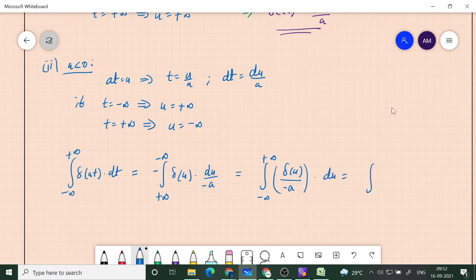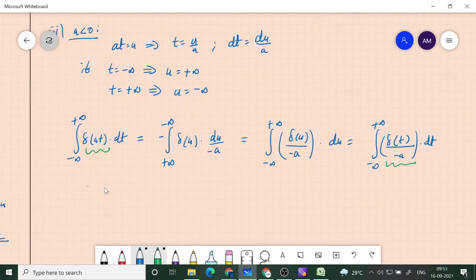So if I again do simple variable replacement, this is not a transformation, it is just a replacement of the integration variable, delta of t by minus a, where a is a negative number, so we get this result. Now if I compare what I started with and what I ended with, we can see that when a is a negative number, delta of at is equal to delta of t by minus a.